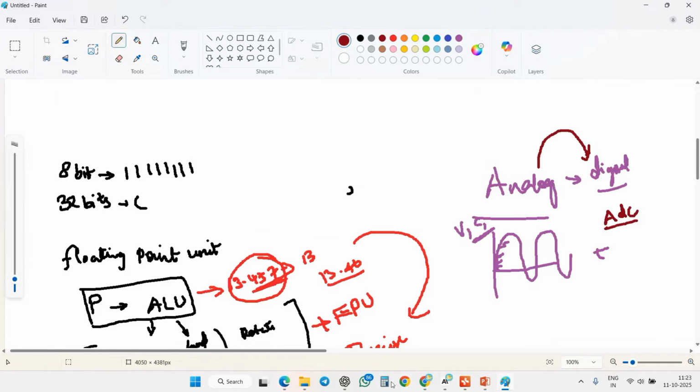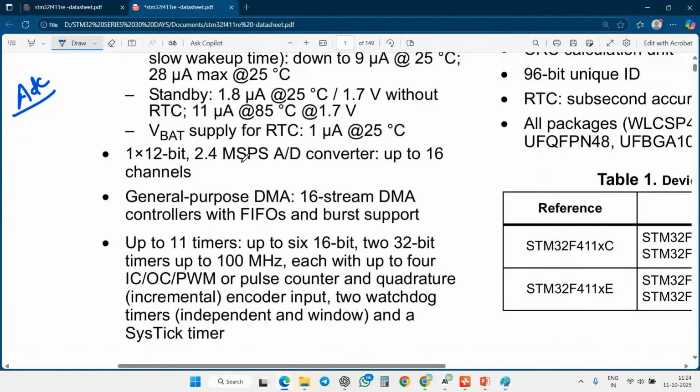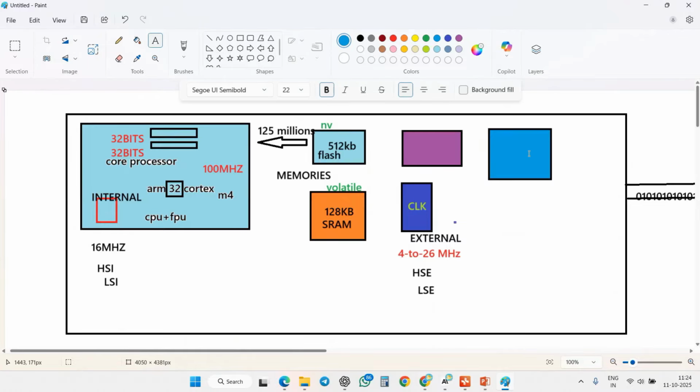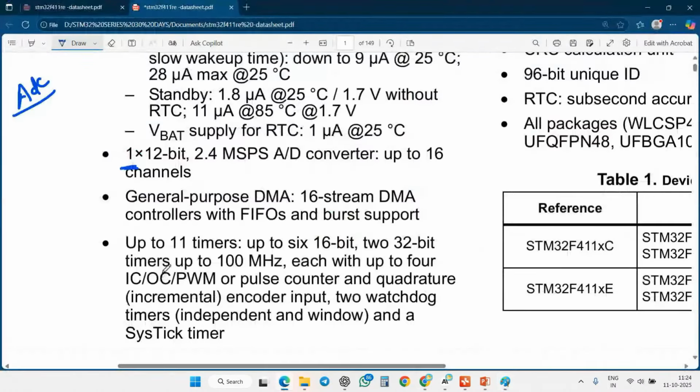How many modules are present inside this microcontroller? Only one module inside this microcontroller. I'm just writing here: one ADC module is present inside this. And here they have mentioned a 12-bit ADC. What is the meaning of this 12-bit ADC?